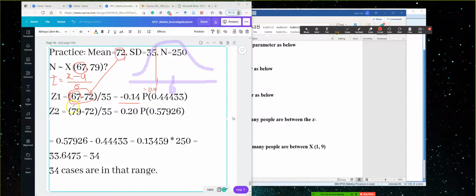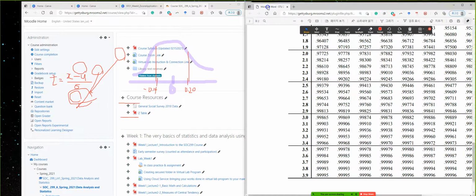And then the second calculation, 79 minus 72 divided by 35. So that is 0.20. All right. And then let's go to the table here.